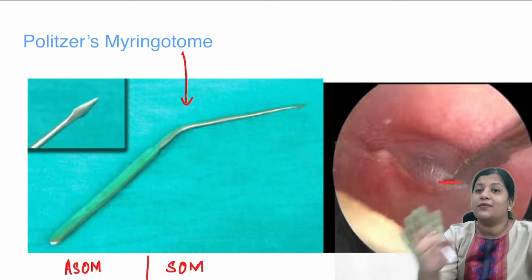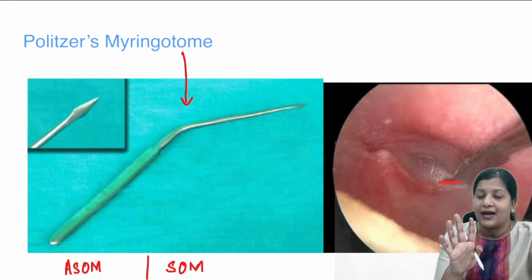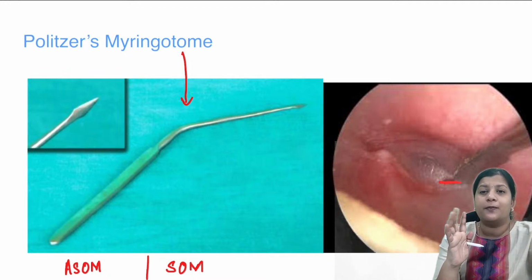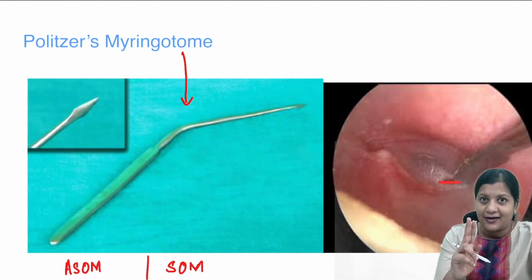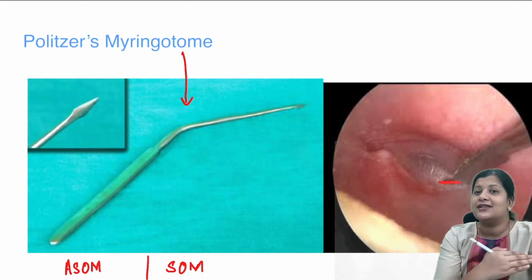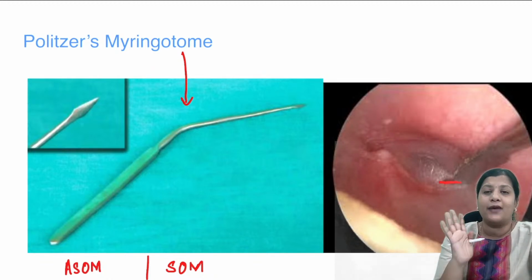In ASOM, there are 4 indications for performing myringotomy, which is if a patient presents to you with excruciating ear pain and bulging drum. Number 2 is incomplete resolution despite antibiotics. Number 3, persistent effusion beyond 12 weeks. And number 4 is ASOM with facial palsy. If these 4 indications are there, then you can do myringotomy. In SOM, you will wait and watch for 12 weeks. If it does not resolve, then you're going to do myringotomy.